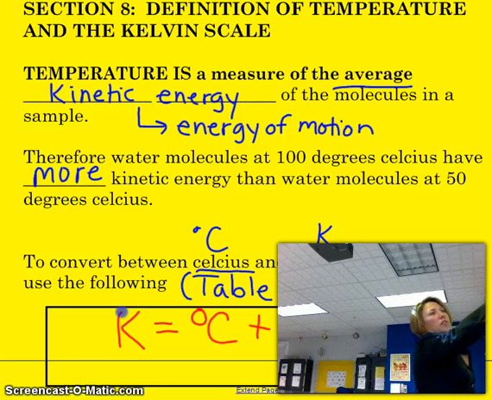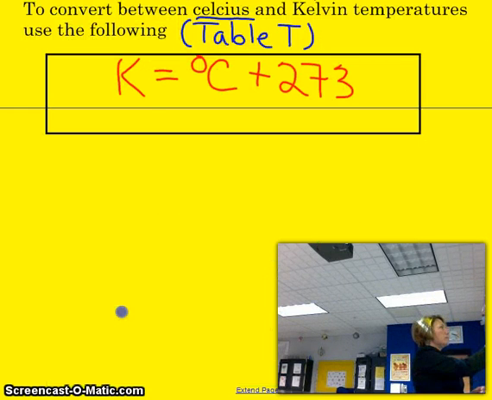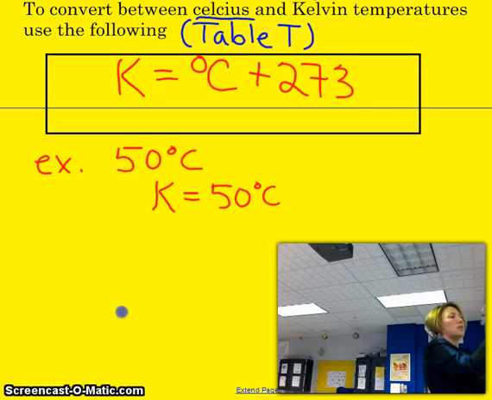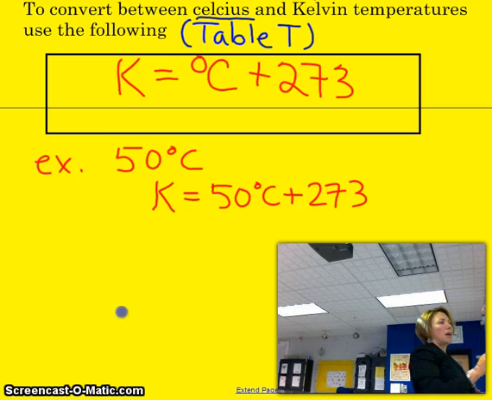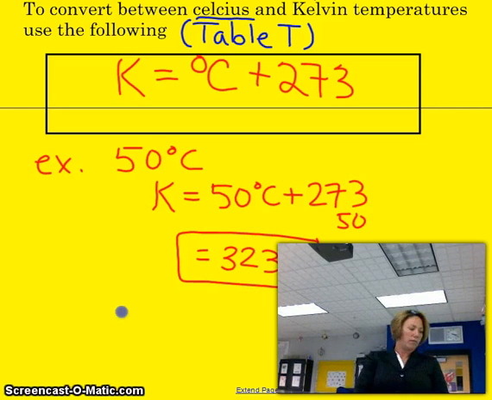Let's give an example. If you have 50 degrees Celsius, to convert that to Kelvin, you would just take your 50 degrees Celsius and add 273 to it. That's going to give us 323 Kelvin. So if it's 50 degrees Celsius outside, it's 323 Kelvin outside.